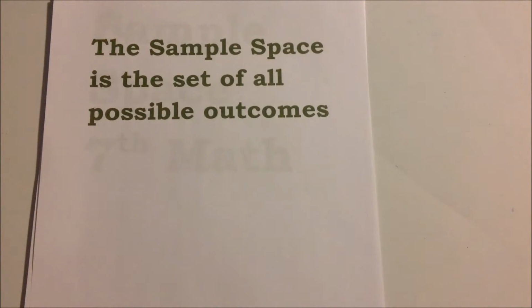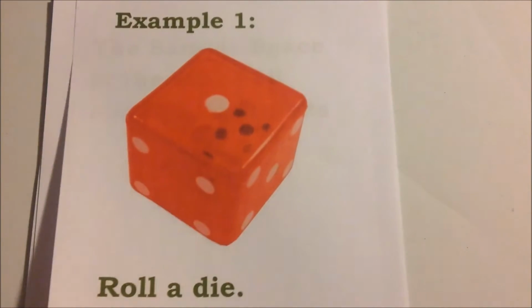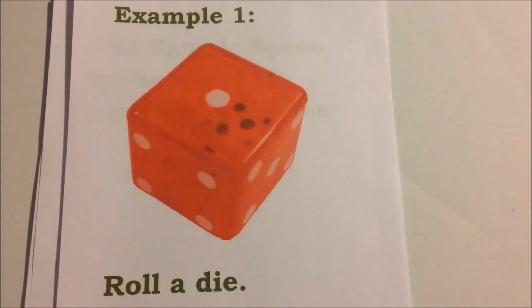Let's say we roll a die. In dice, one of them is a die. So what would you think the sample space would be? If we roll one die just once, what are the possible outcomes? That'll be the sample space.